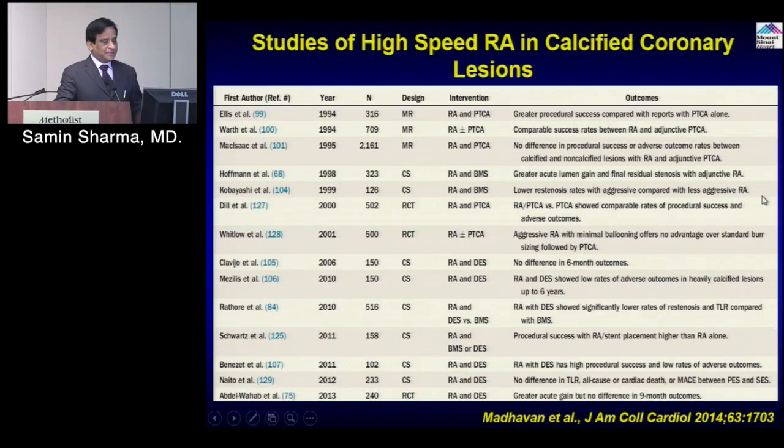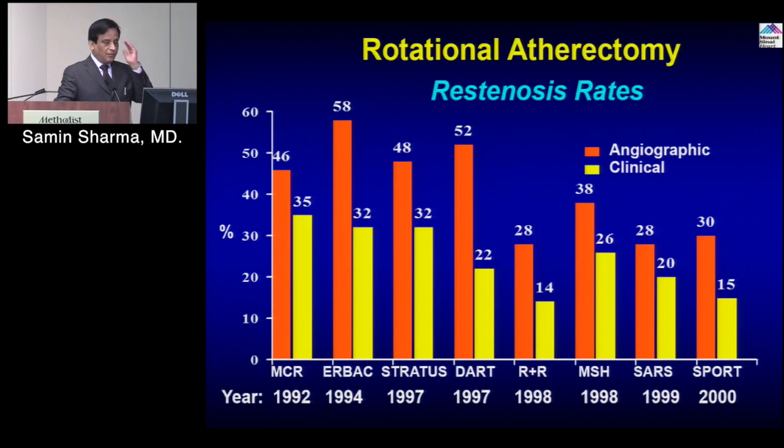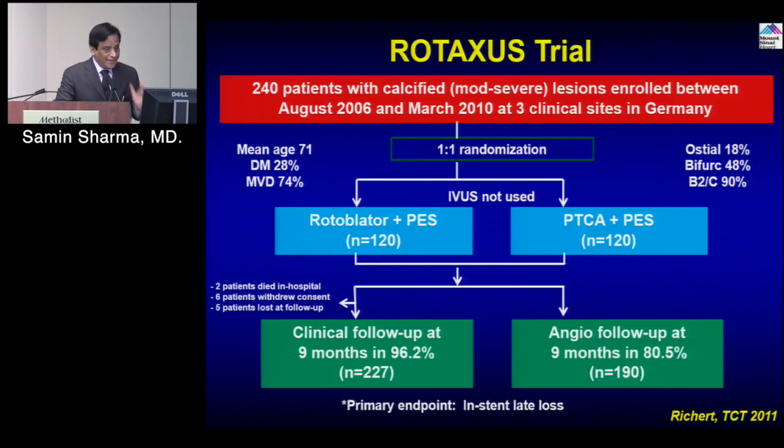Multiple studies have been done to answer that question, with so many trials. Representative of them is the latest, done in the last 5-6 years in Germany, using rotational atherectomy in moderate to severe calcific lesions. About 240 patients, half to rotablation plus stent, the other half to just PTCA and stent. Two-thirds were moderate calcium, one-third was severe calcium, and the primary endpoint was angiographic follow-up.